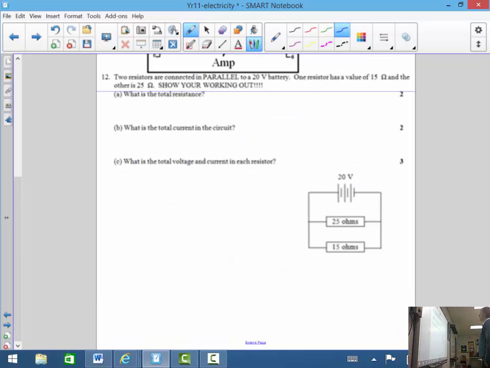Alright, two resistors are connected in parallel to a 20 volt battery as shown here. One resistor is 15, one's 25. What is the total resistance?